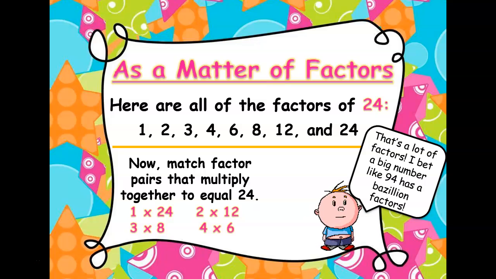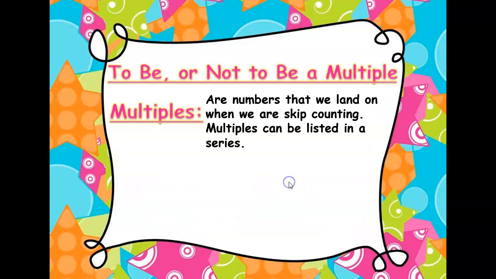Now, match factor pairs that multiply together to equal 24. 1 multiplied by 24 equals 24, so that's a factor pair, right? 3 multiplied by 8 would also be a factor pair to get 24. 2 multiplied by 12, 4 multiplied by 6, right, kiddos? So those are factor pairs to get the answer of 24.